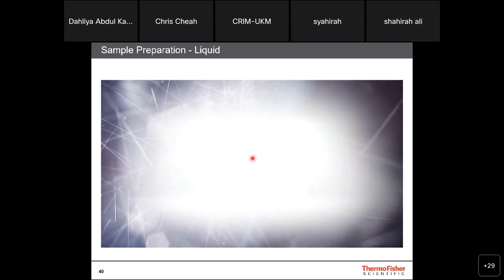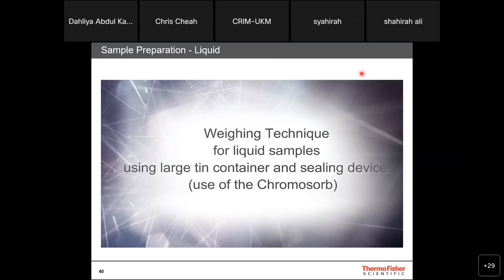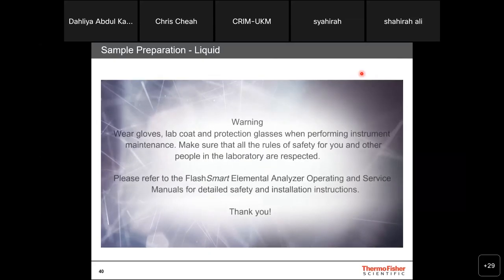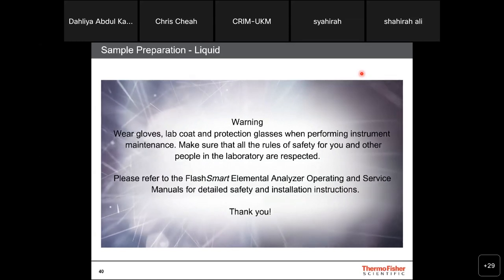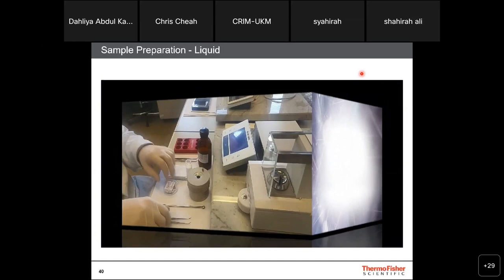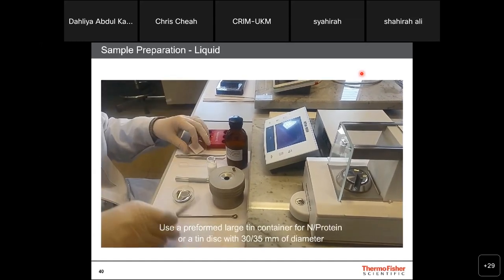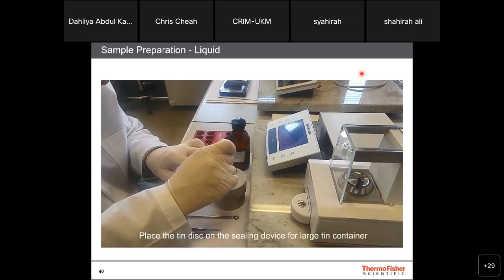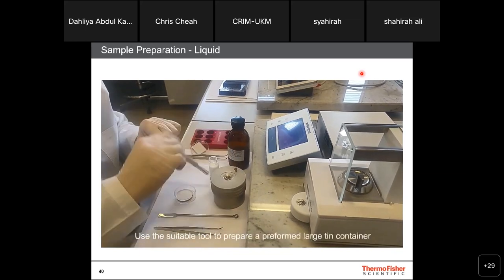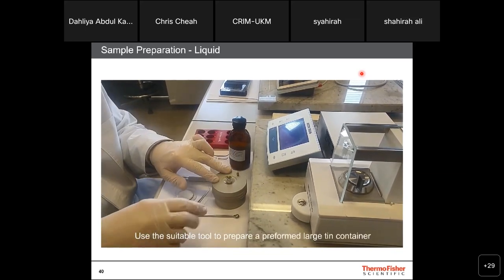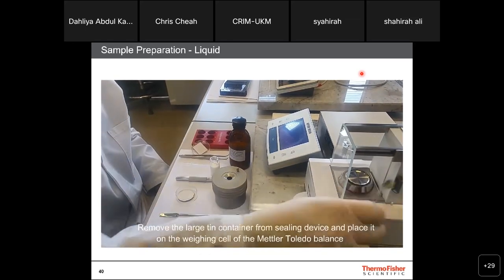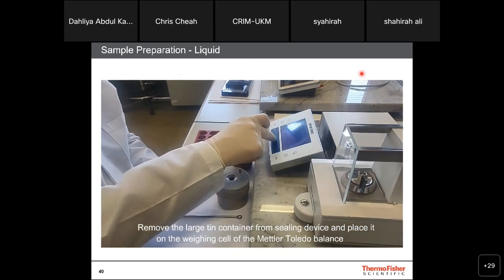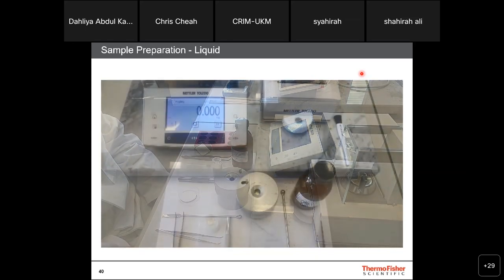So this is another example, but it's not solid, it's a liquid sample. So we will use Chromosorb. Chromosorb is just like a powder material that allows liquid to be absorbed on it to help when we need to fold the capsule. So it's a slightly different material. Right now I will form this particular tin container, which is a slightly bigger one. Same as before, we take the sample weight and then perform a test.